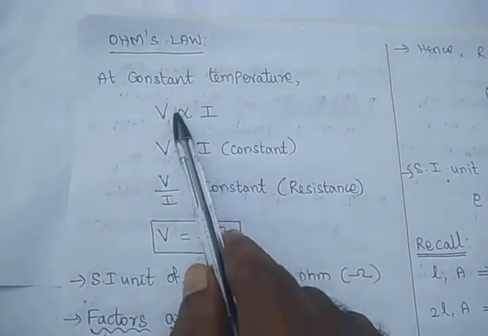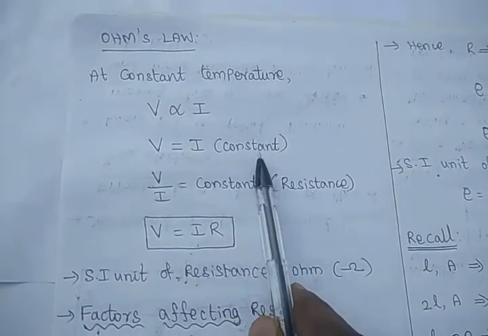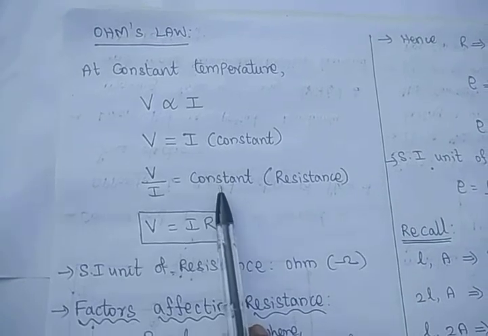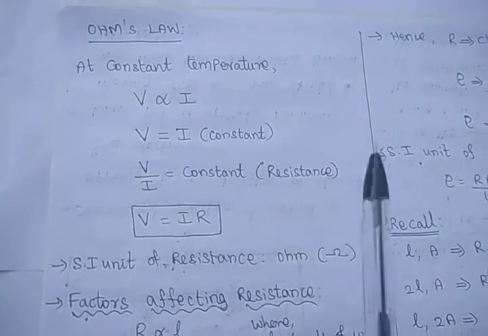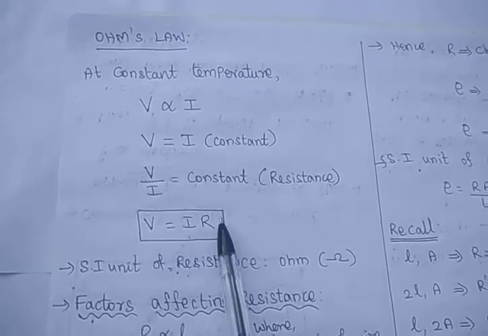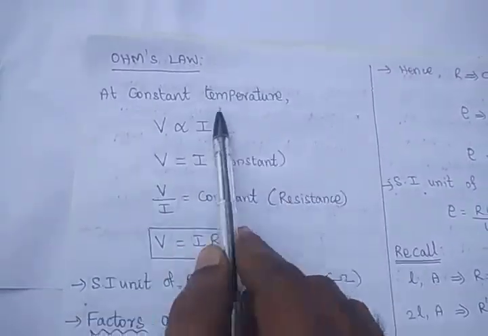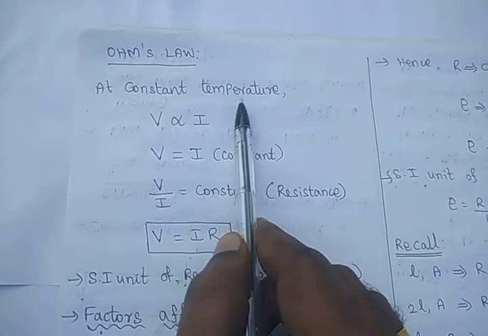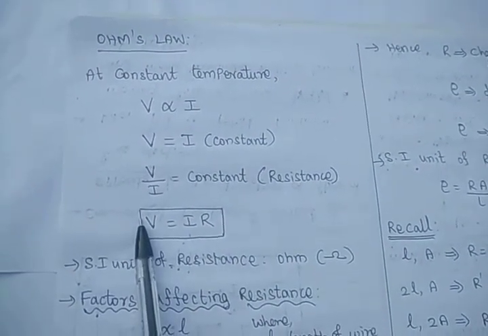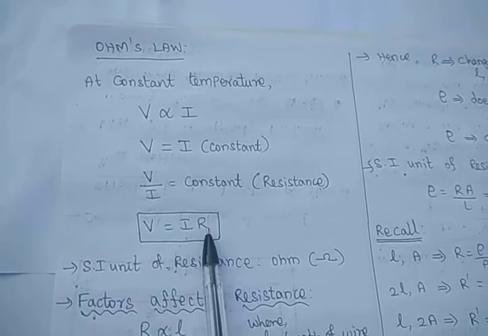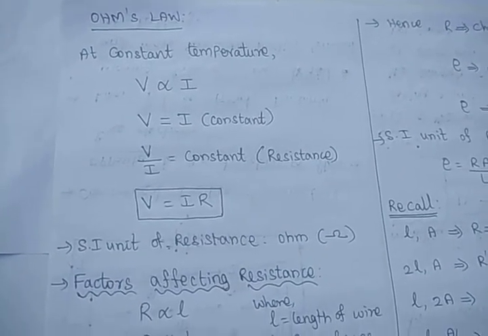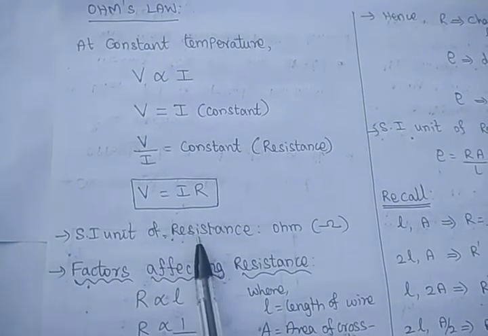In order to remove the proportionality, we have to substitute a constant value. That is, V by I is equal to a constant. That constant is called the resistance of the wire. So V is equal to IR is Ohm's law at constant temperature. At constant temperature, the potential difference across the conductor with resistance R is directly proportional to the current flowing through it. The SI unit of resistance is ohm.